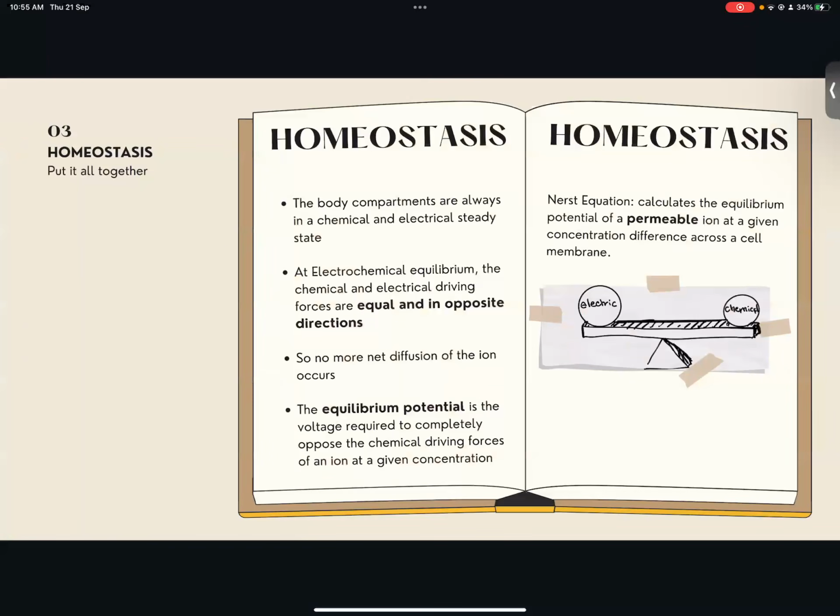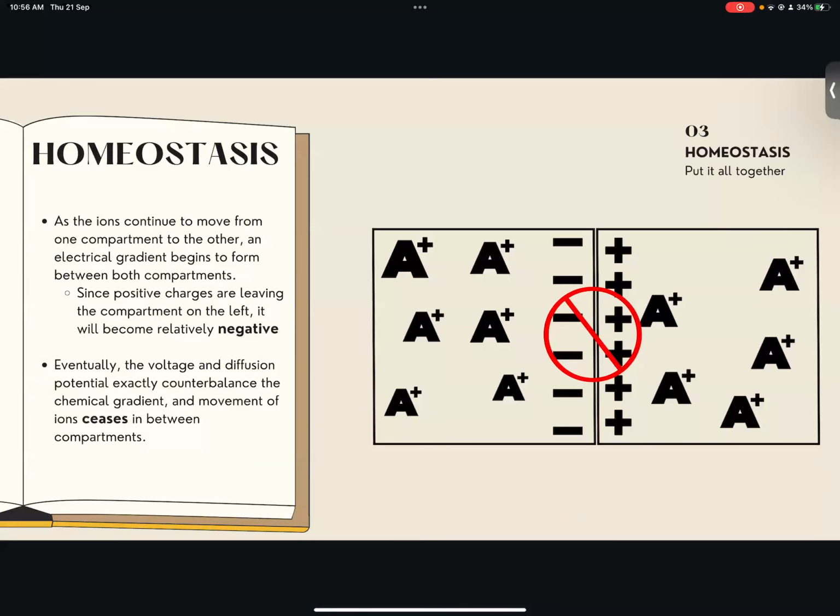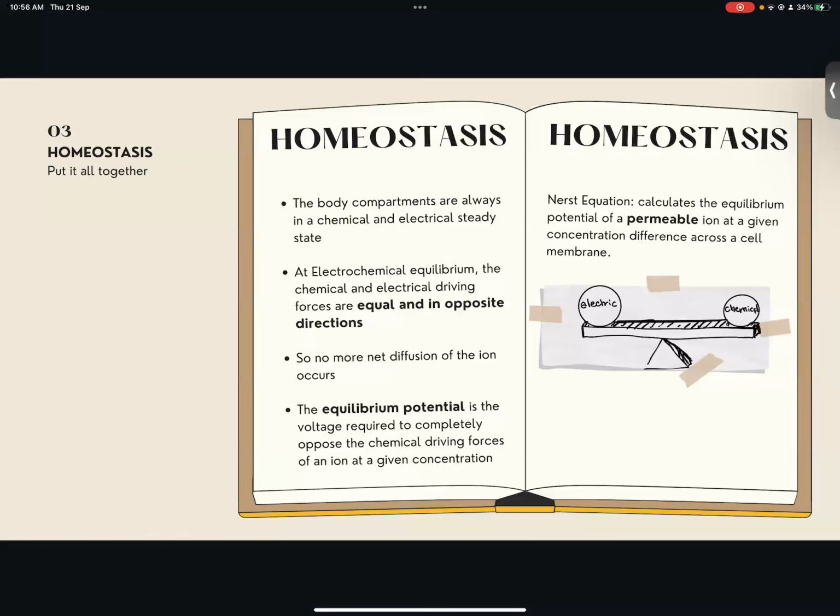So let's put it all together. The body compartments are always in chemical and electrical steady states. That does not mean that we are in a chemical equilibrium or in an electrical equilibrium, because that would imply that we have equal concentrations on both of these sides if we're talking chemically, and equal voltages on both of these sides if we're talking electrically. But that does not happen, because we're in a steady state where both of these forces are continuously balancing the other one out. So at an electrochemical equilibrium, not an electric equilibrium or a chemical equilibrium, the chemical and electrical driving forces are equal and in opposite directions.